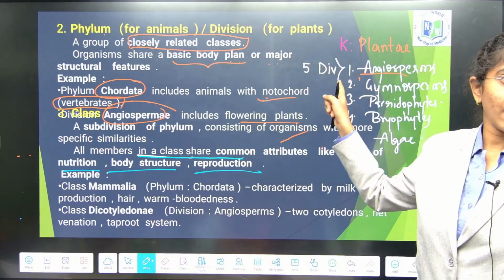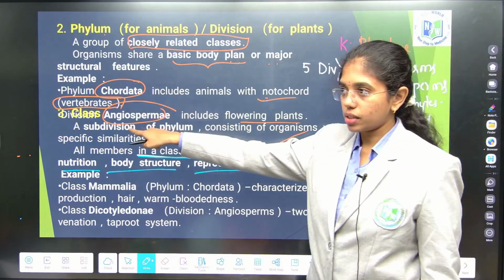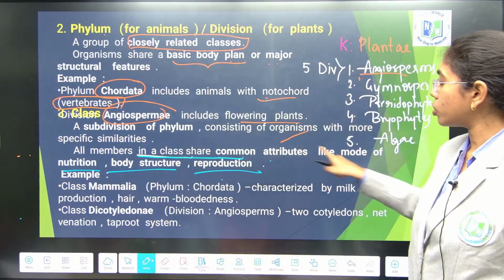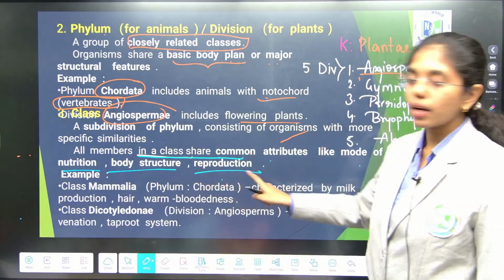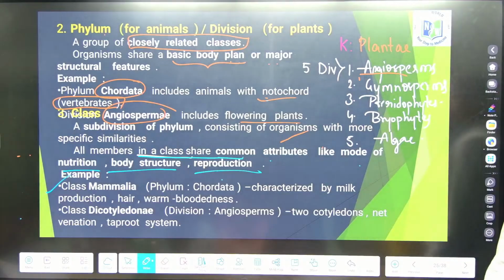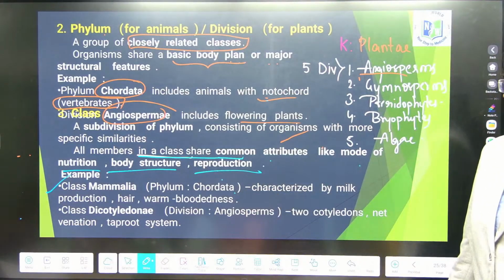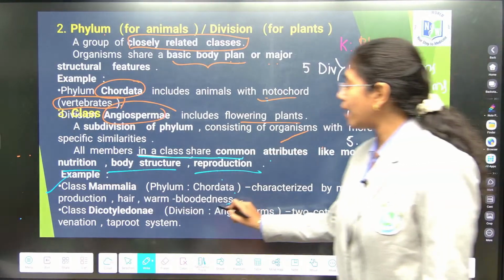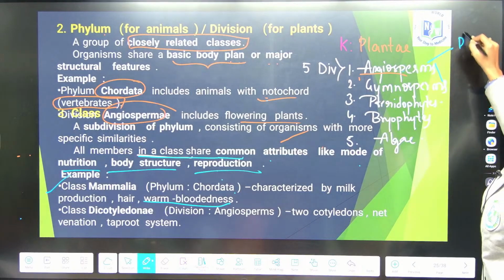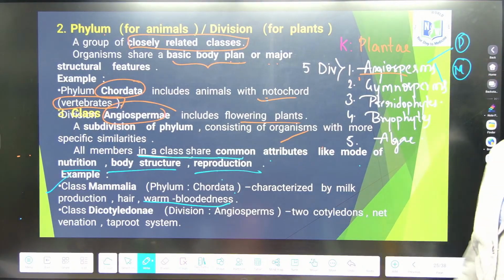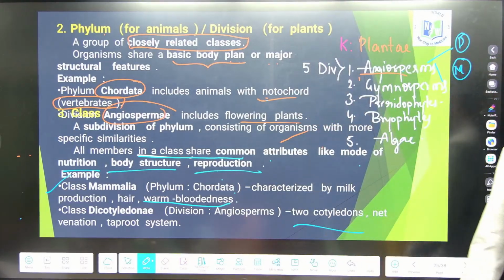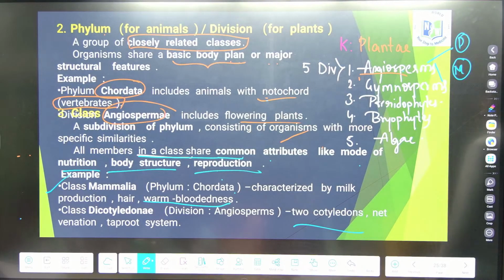Angiosperms include all the flowering plants. Likewise, in class, in this taxon, what are all sharing? All members share common attributes like mode of nutrition, body structure, reproduction. Examples are important. Class Mammalia, which is under the phylum Chordata, is characterized by what? Milk production, hair and warm-bloodedness. Angiosperms has two classes, Dicotyledonae and Monocotyledonae. Dicotyledonae has two cotyledons, reticulate venation and taproot system.